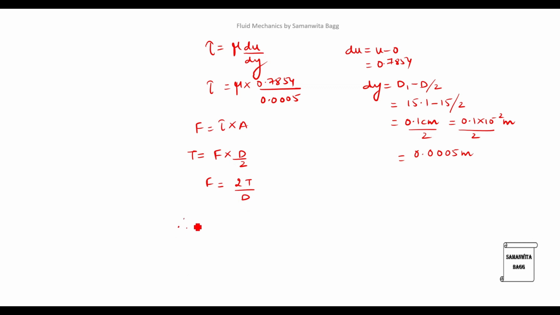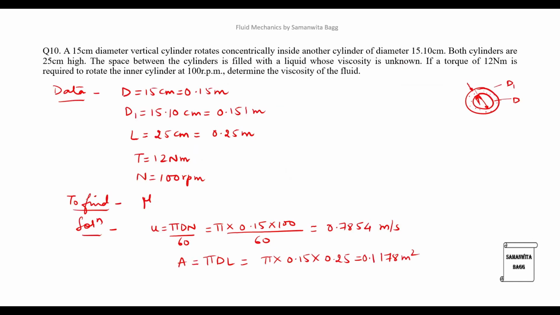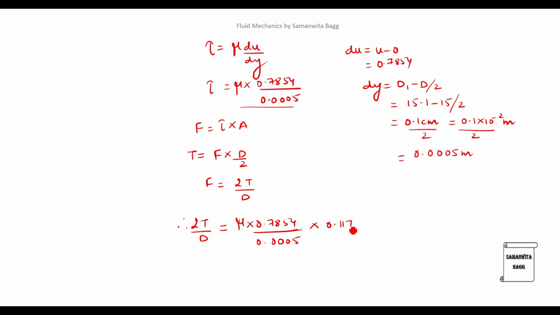So let's substitute. Therefore 2t by d is equal to, in place of tau, I'll write this equation, mu into 0.7854 upon 0.0005 into area. Area also we have calculated, 0.1178. So if you observe here, we know the value of d, we know the value of t as well. So if you substitute everything, you will find the value of mu. It turns out to be 0.864 Newton second per meter square. You can just substitute in the calculator and you'll get this value.